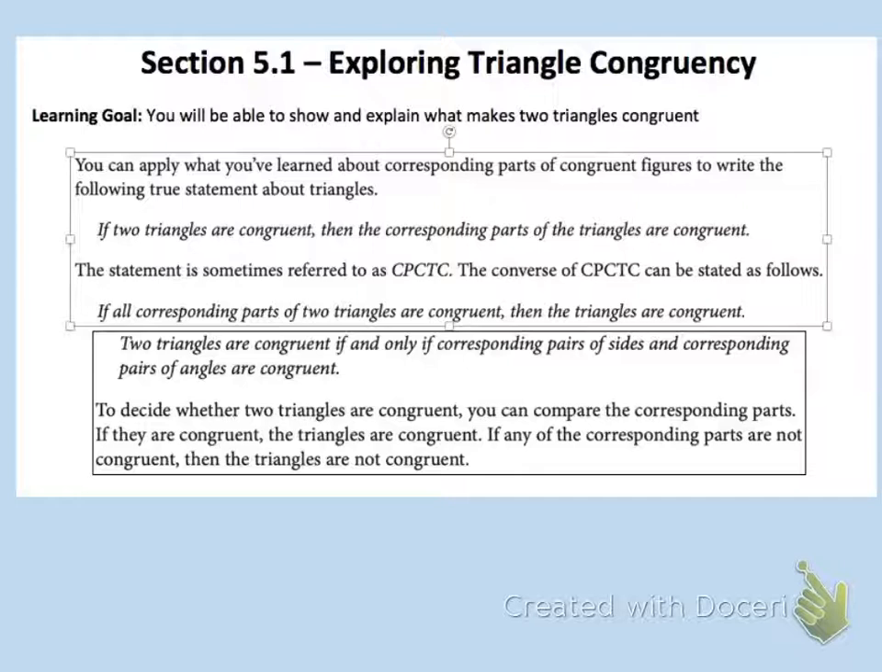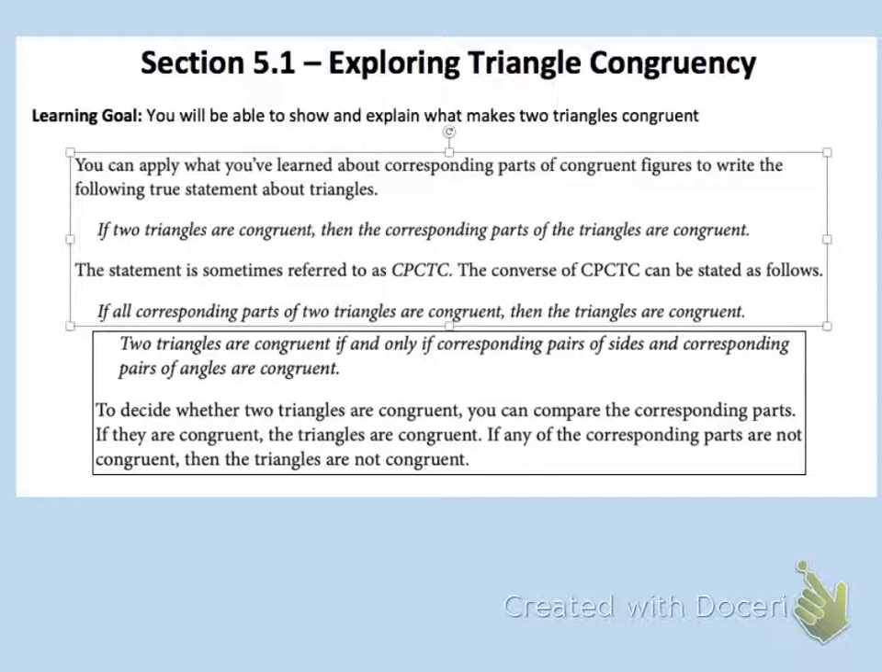And if you think about it, triangles are made up of three angles and three sides. So you would think they would absolutely have to be congruent if all the angles were the same measure in two triangles and all the side lengths were the same, right? So all six parts, three pairs of angles, three pairs of sides in two triangles, if they're the same measurements, then they would have to be congruent, which is just another way to say equal. So you can apply what you've learned about corresponding parts of congruent figures to write the following statement about triangles.